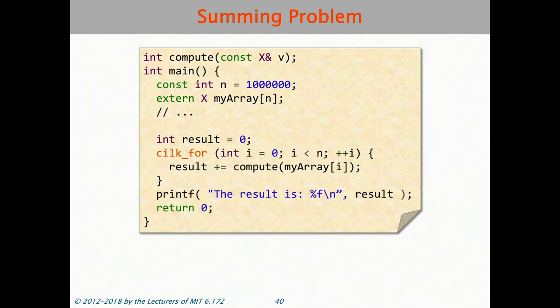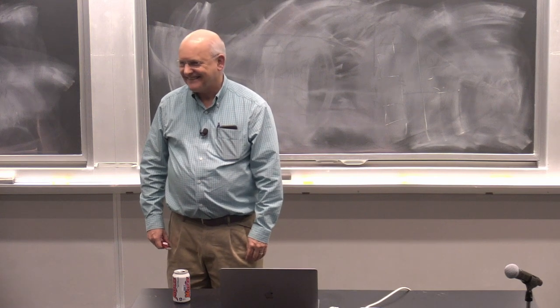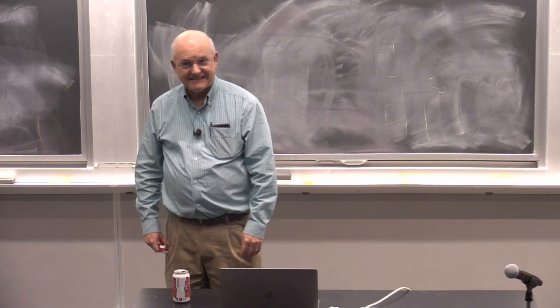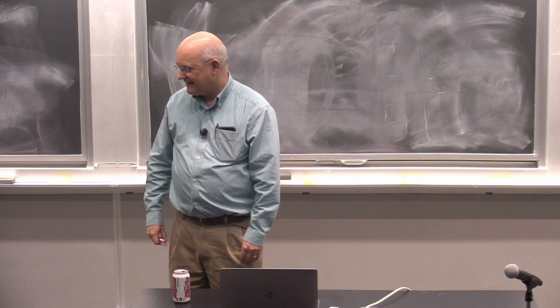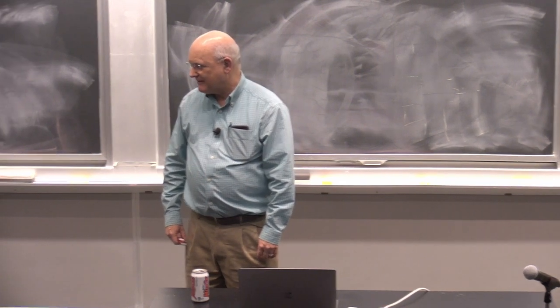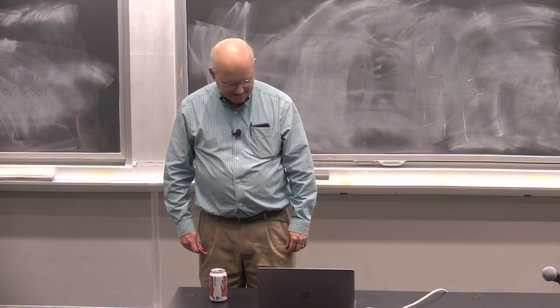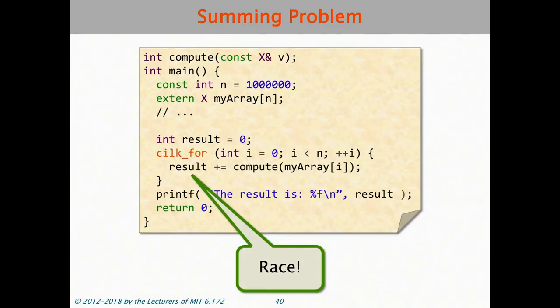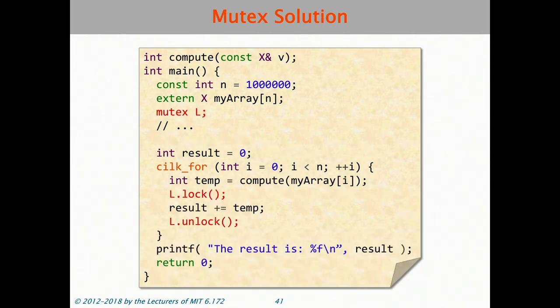Maybe. Let's assume we have fast math. Yeah, which means what? You have a race. Everybody's trying to update result. You've got a gazillion strands in parallel, all trying to pound on updating result. So one way you could solve this is with mutual exclusion.